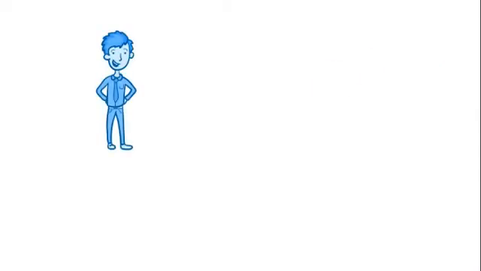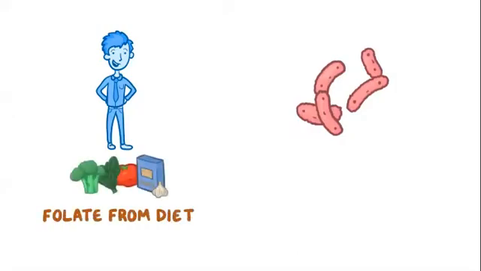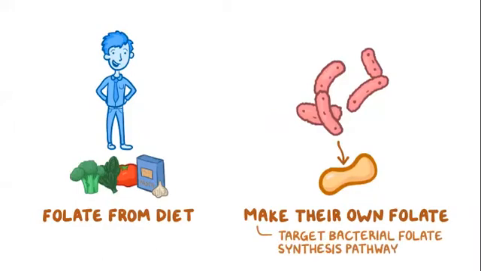Now, a key difference between our cells and bacterial cells is that we get all of our folate through our diet, while bacteria can make their own folate from scratch. Because of this, we can target the bacterial folate synthesis pathway to minimize the damage done to our cells.